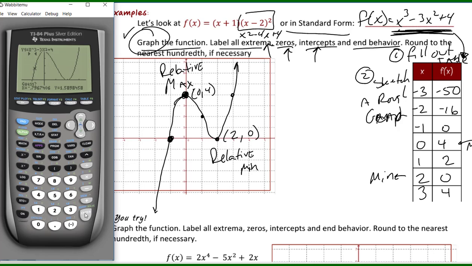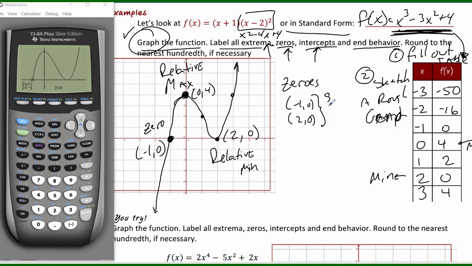Then you hit enter again, and guess what? Now it's telling you that my 0 is negative 1 comma 0. So this is another 0 at negative 1 comma 0. So our zeros are negative 1 comma 0 and 2 comma 0. You could write them as ordered pairs, or, remember we talked about curly brackets, negative 1 comma 2. Both of those are okay.